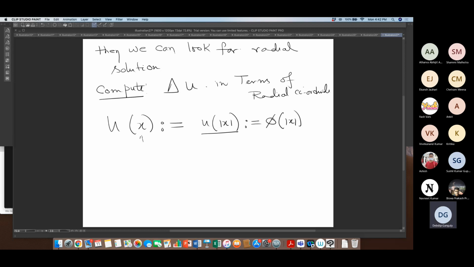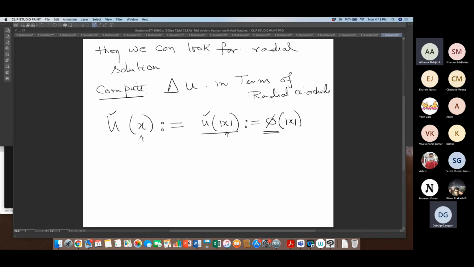Because this domain is x, this domain is mod x, meaning 0 to r. So the domains of the two functions are different. We should not write u the same way, right? Because a function is defined by its functional value and its domain. Both the domains are different, so one should not write u the same way, but one can. This is called abuse of notation. It is better to write phi of mod x. You understand what I mean to say?